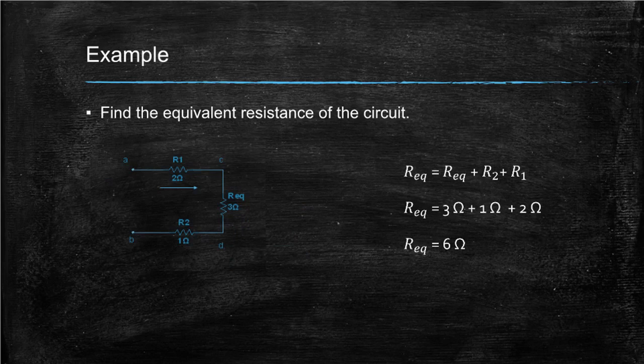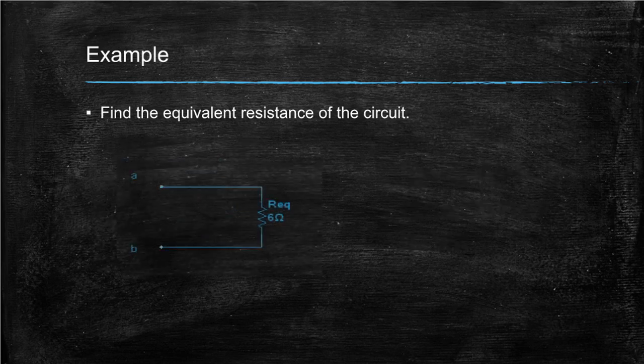The equivalent resistance and resistor 1 share node C. The equivalent resistance also shares node D with resistor 2. The same current passes through all the resistors, so they are all in series. Here's the equivalent resistance. Now for another example that is a little bit more complex.